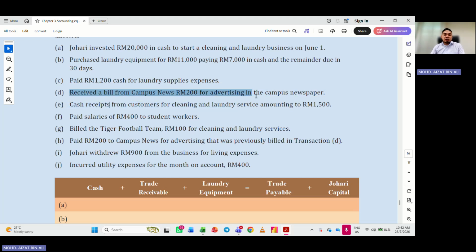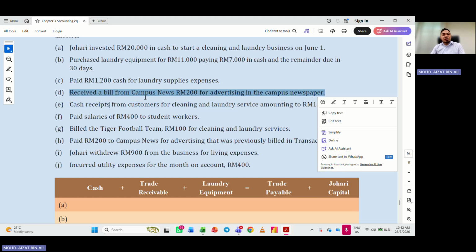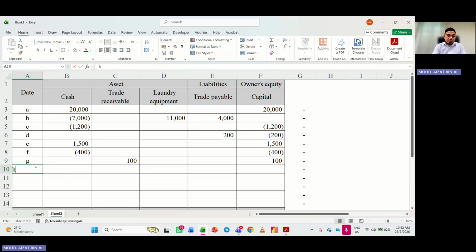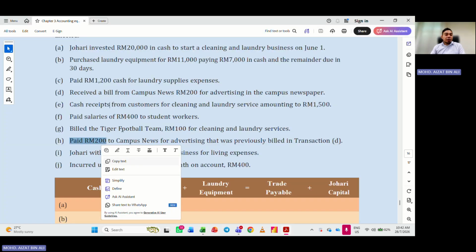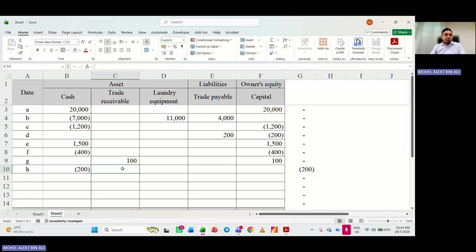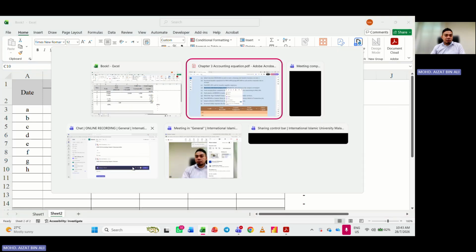Next, H, paid 200 ringgit to Campus News for advertising that was previously billed in transaction D. Okay, let's look at transaction D. So transaction D, we receive a bill, but we haven't paid for it yet. Now, we are making the payment. Okay, paid 200 ringgit. So this will affect our cash. Okay, our cash will decrease by 200 ringgit. So H minus our cash 200 ringgit.